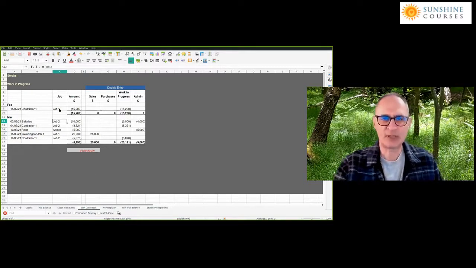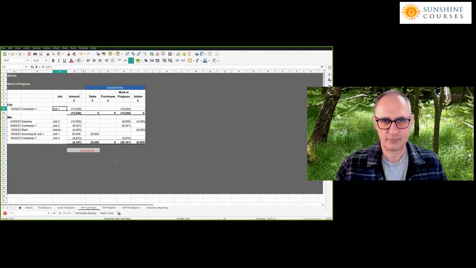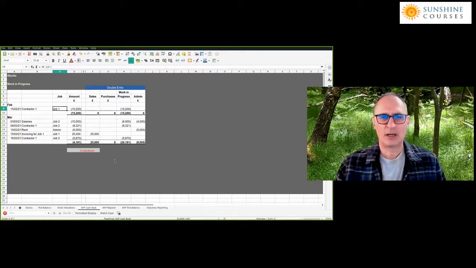So in the simple cash book, in February, I pay a contractor £15,000, and all of that money goes onto job 1. So in the books, we credit bank, debit. I've got a column here for work in progress.